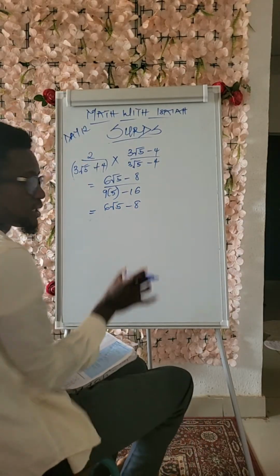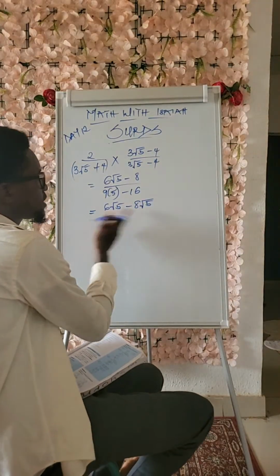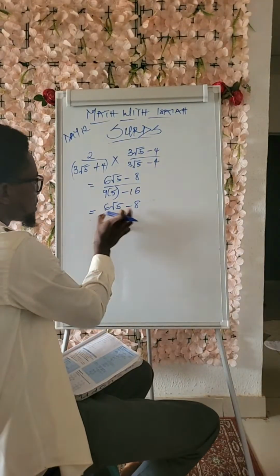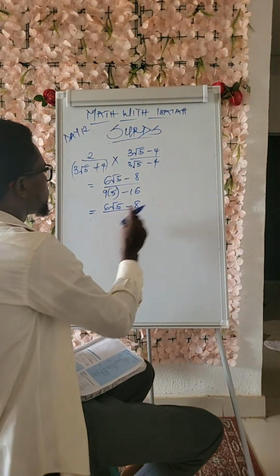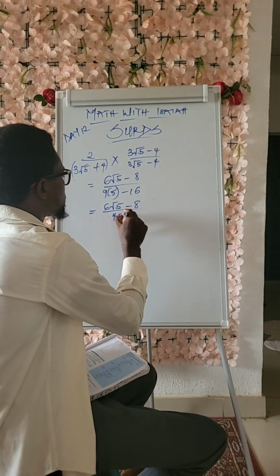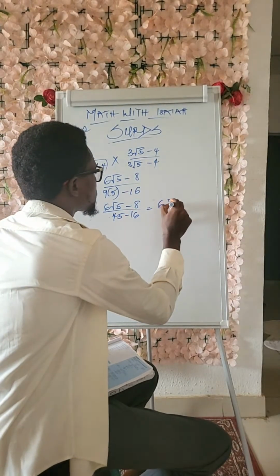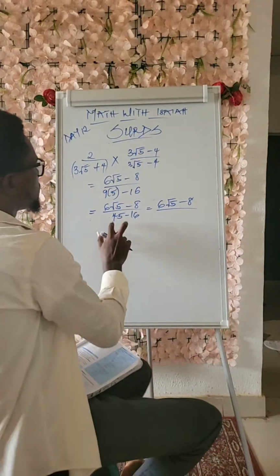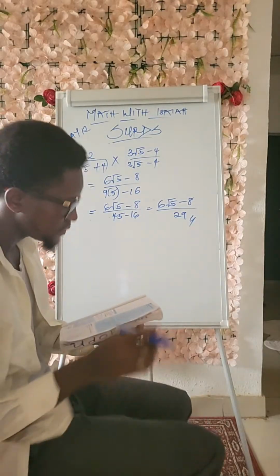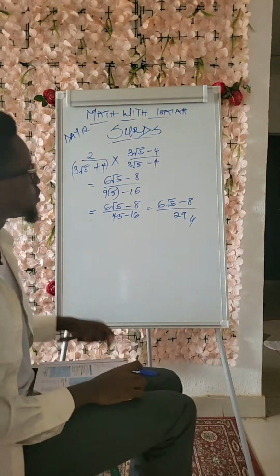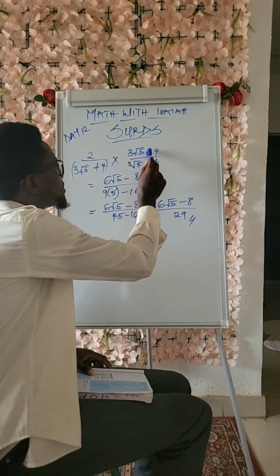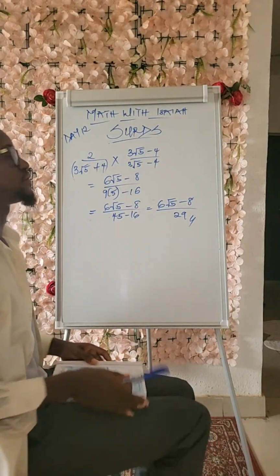You cannot add anything here. If there was root 5 here, for instance, then you can add, but there is nothing like that, so it remains like this. Once you see that, don't move further. That's the end of it. Divided by what? 9 times 5, that's 45, minus 16. So what do you have? 6 root 5 minus 8 all over 29. So this is how you solve something like this. You'll be multiplying, you'll be rationalizing, but the only thing that changes is the sign in between. That's how you solve stuff like this.